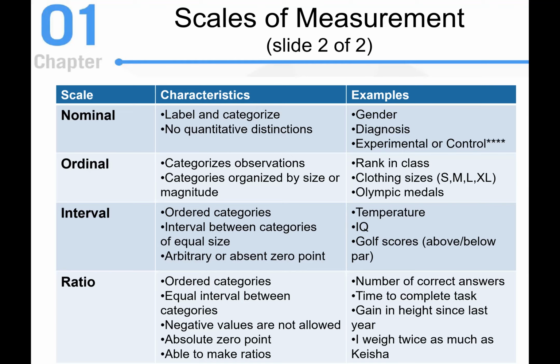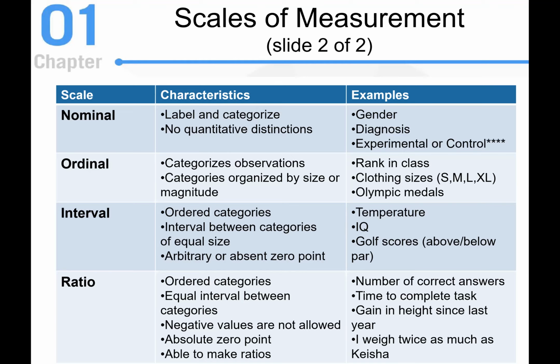Another example would be educational level. We can rank that: associate's degree, bachelor's, master's, doctorate. We know each of those has more education than the other, and we can rank them. We just don't know how much of a difference they have.